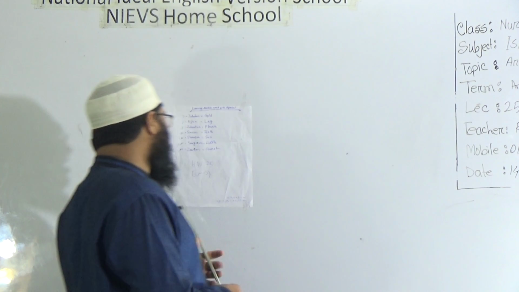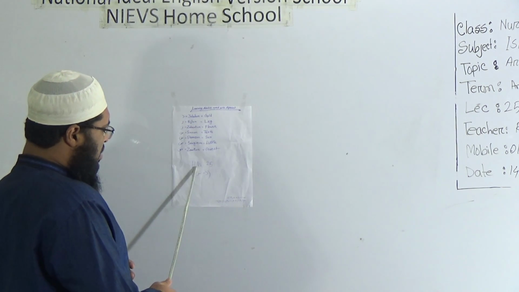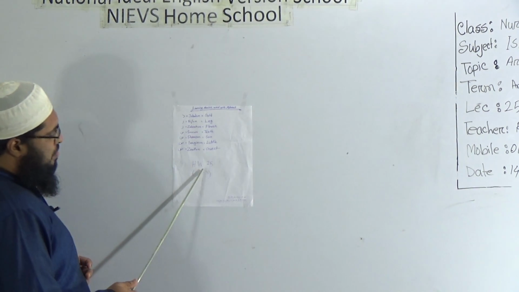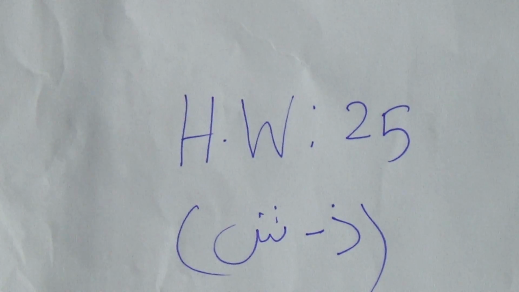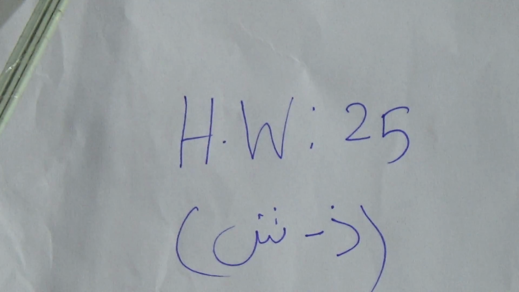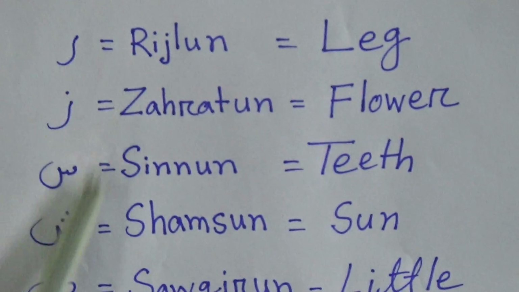So my dear students, you will make SW at home as SW number 25 from Zal to Shin. From Zal to Shin, this 5. Only 5. We will make SW at home only 5.